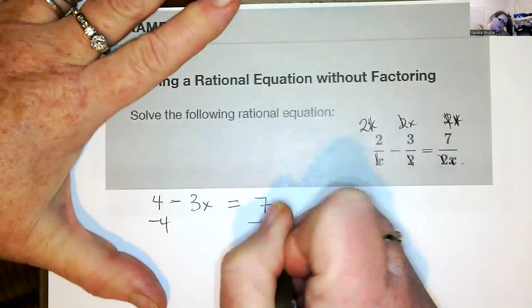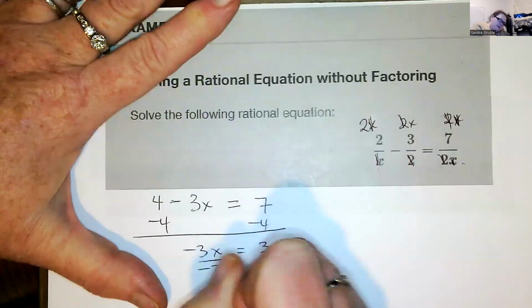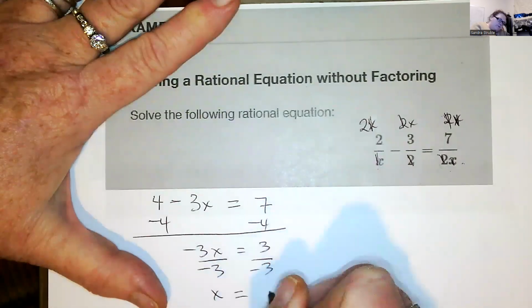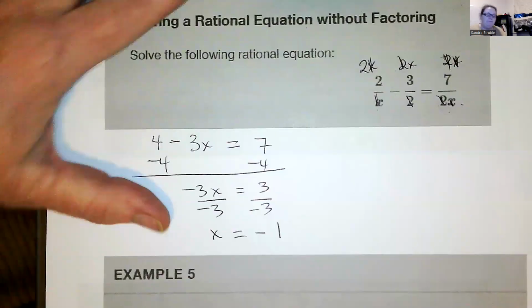You take 4 to the other side. Negative 3x is equal to 3. Divide both sides by negative 3. And x equals negative 1. Boom. Okay. Going to example 5.